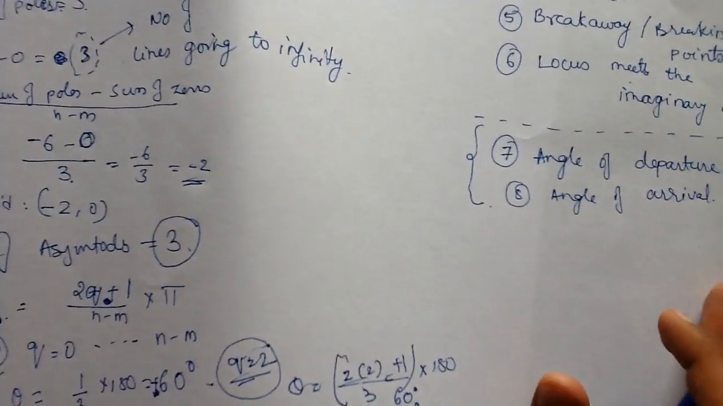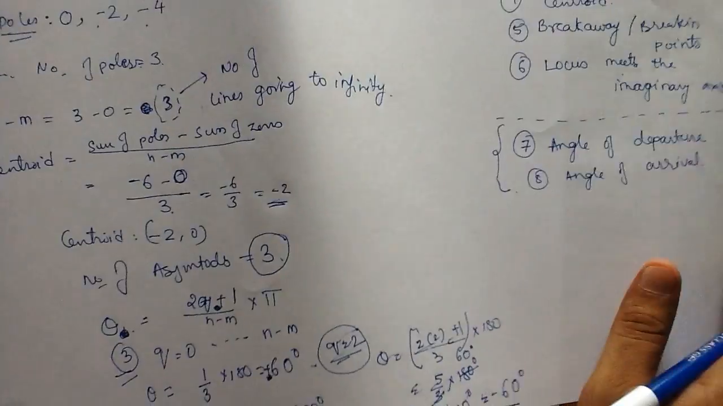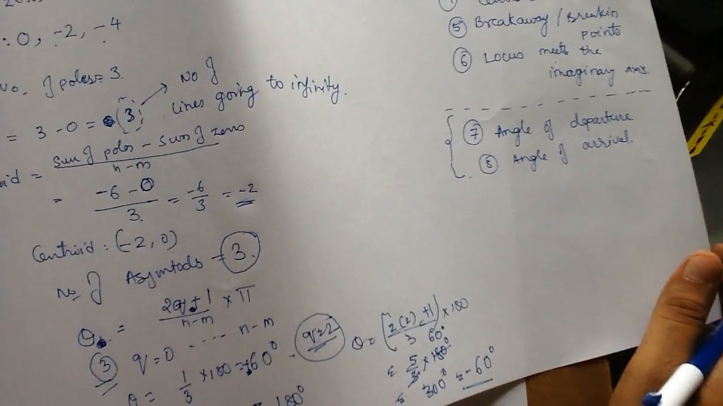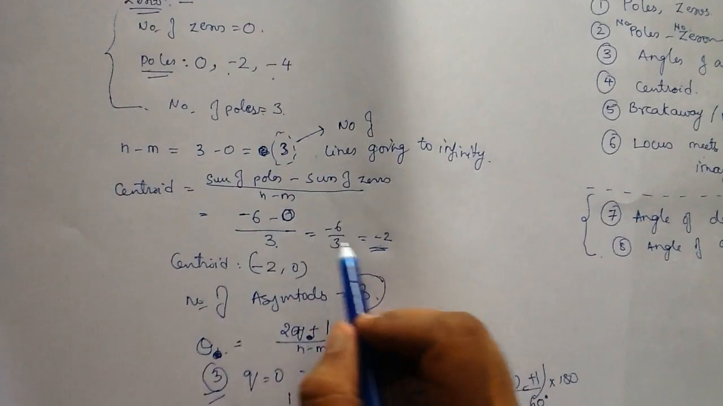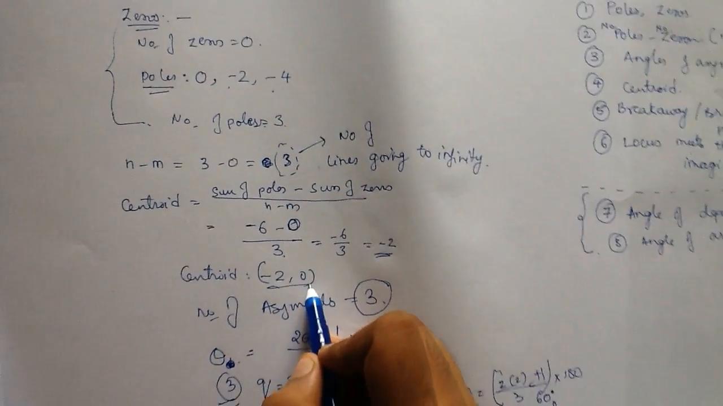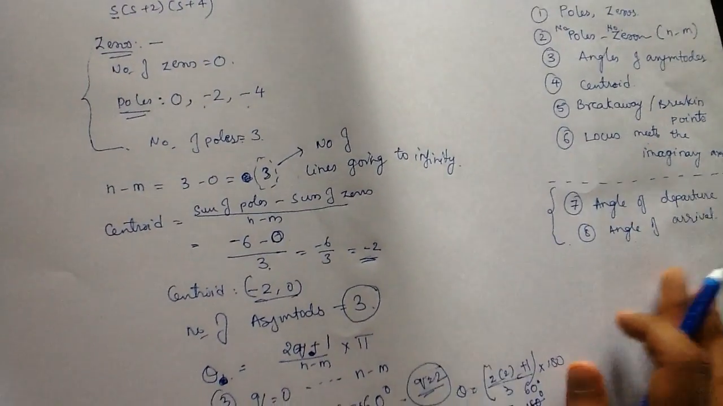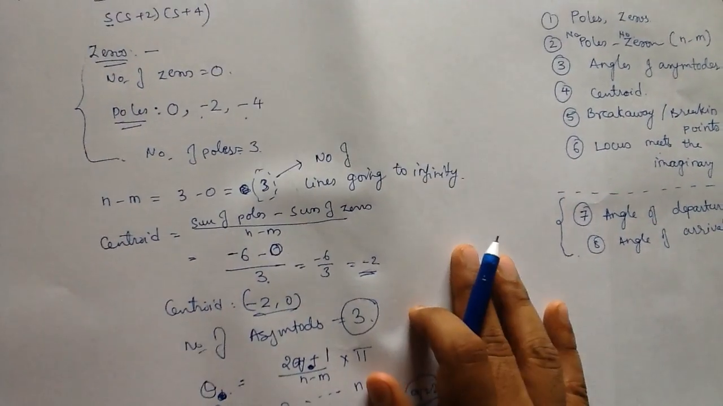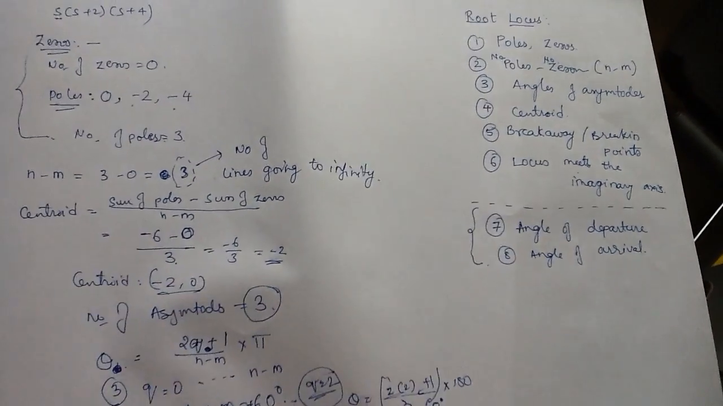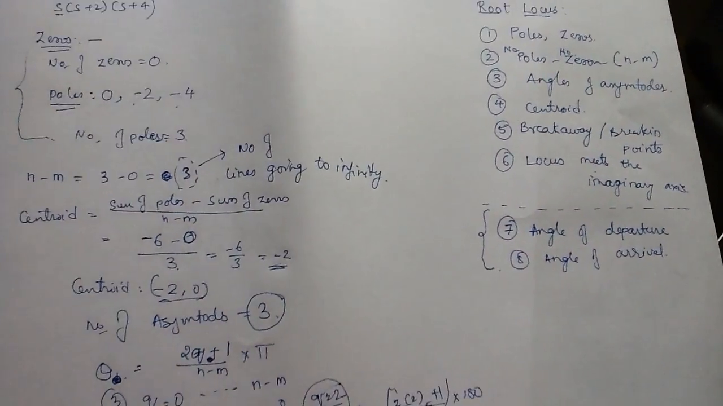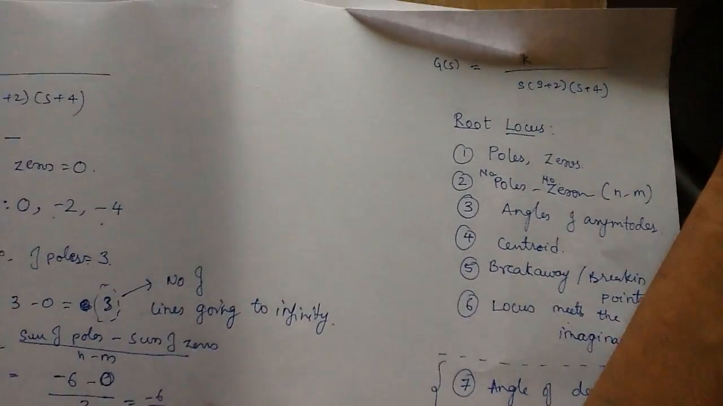You might ask why we are finding the angles of asymptotes, and where exactly you will draw these asymptotes. If you have not forgotten, we found a centroid, which is minus 2 comma 0. The purpose of finding the centroid is to start our asymptotes. So our asymptotes are going to start from the centroid and move with angles of plus 60, 180 and minus 60 degrees. Along these lines our root locus is going to lie.